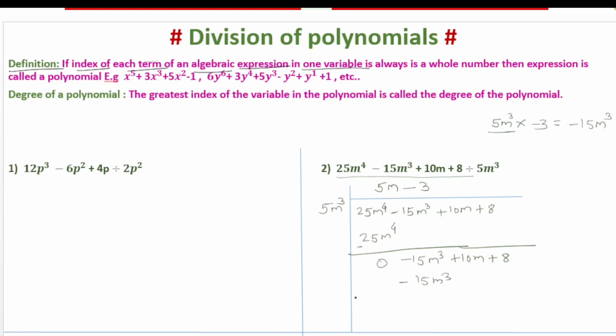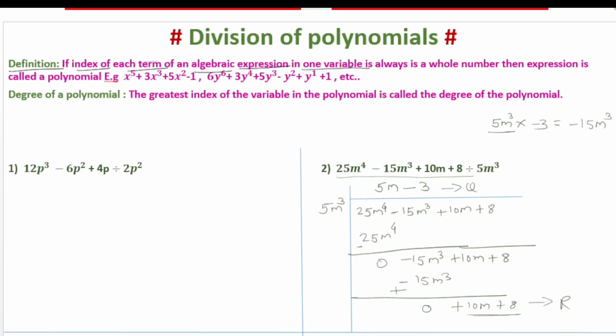If you subtract, the sign changes, and minus 15m³ plus 15m³ is 0. Again the remaining value is 10m plus 8. But we know this polynomial 10m plus 8 has degree 1, while the degree of the divisor is 3. So the degree of the divisor is greater than the degree of this remainder. So this is the remainder, and this is the quotient.